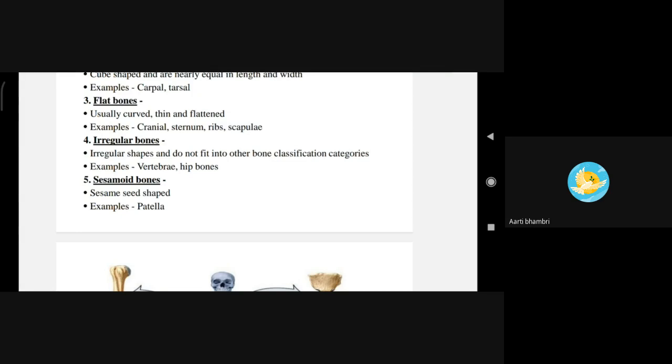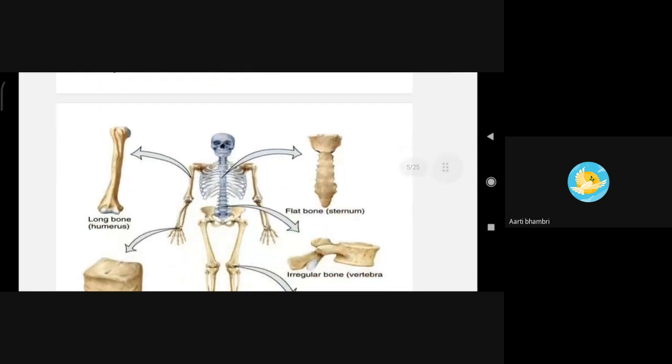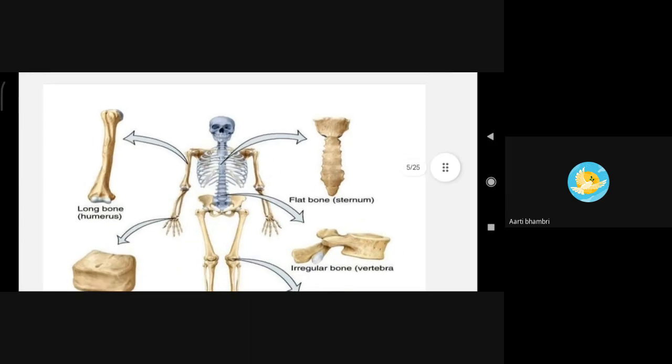Sternum is in the chest. Ribs are also in the chest, and scapula is in the back. So now irregular bones. Let me show you the structures also. Yeah, this is the structure of a long bone. You can see it is the humerus, right?